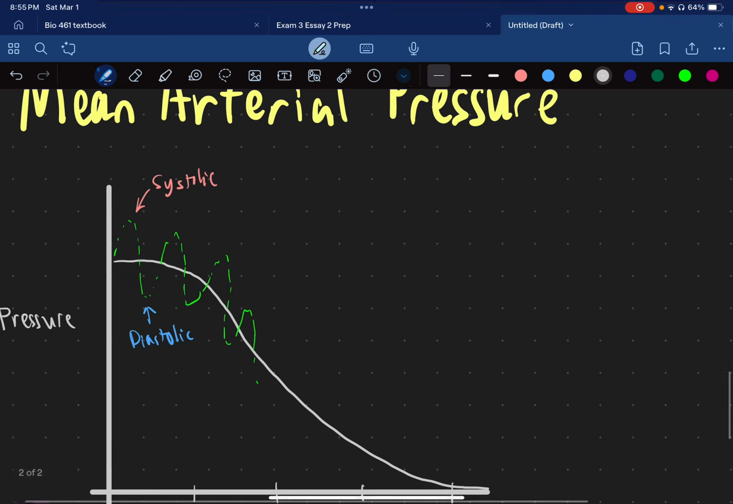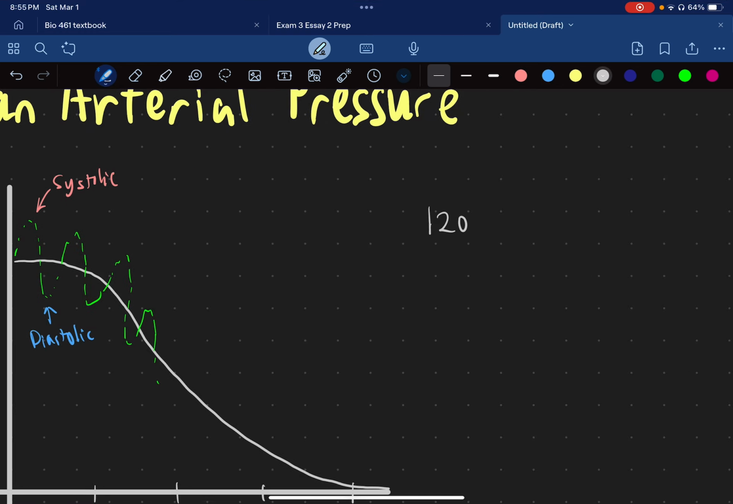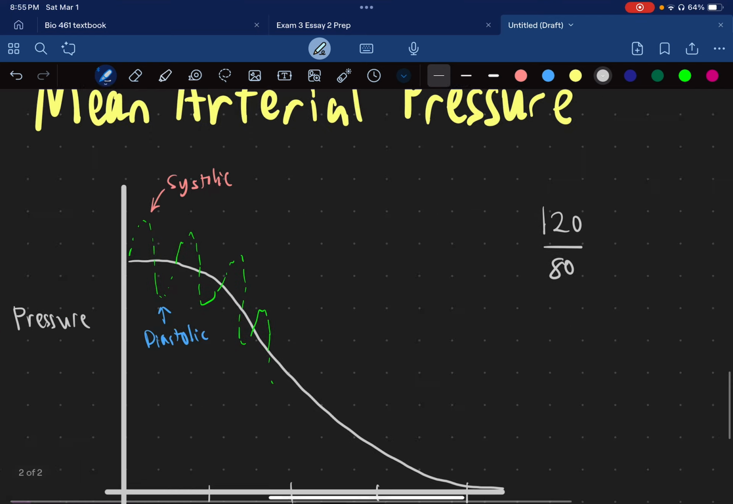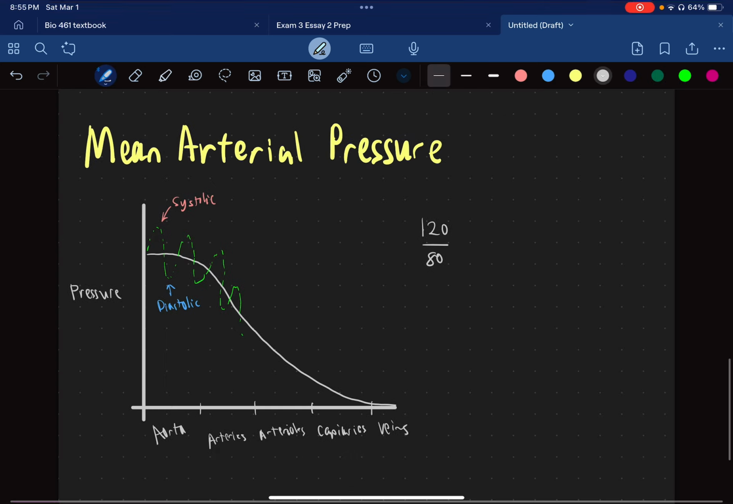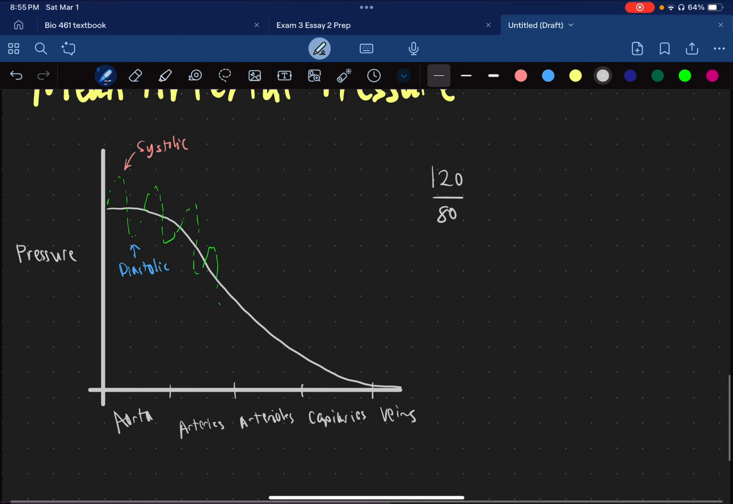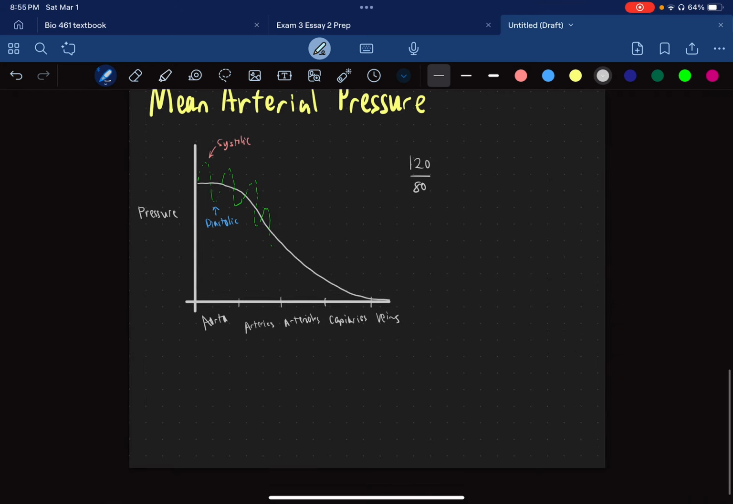And so when they say your blood pressure is 120 over 80, that means that the systolic pressure on the top is 120 and the diastolic on the bottom is 80. And so the mean arterial pressure is going to be the average of those two blood pressures over time. Obviously, the heart is relaxed for more time than it's contracted, so it's going to be closer to the diastolic pressure, and it's going to go on decreasing.